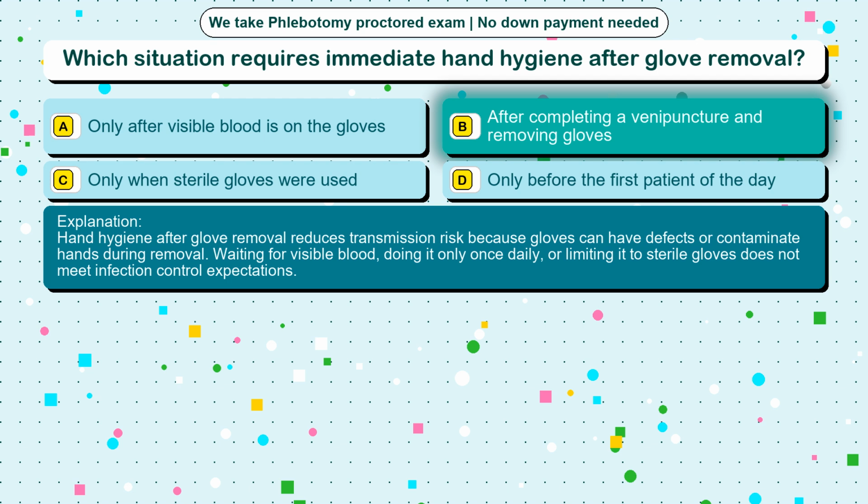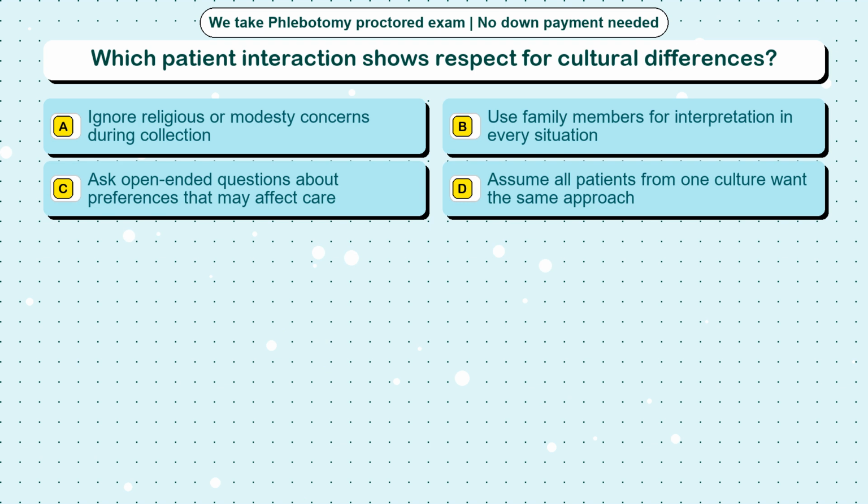Question 47. Which patient interaction shows respect for cultural differences? Option A. Ignore religious or modesty concerns during collection. Option B. Use family members for interpretation in every situation. Option C. Ask open-ended questions about preferences that may affect care. Option D. Assume all patients from one culture want the same approach.